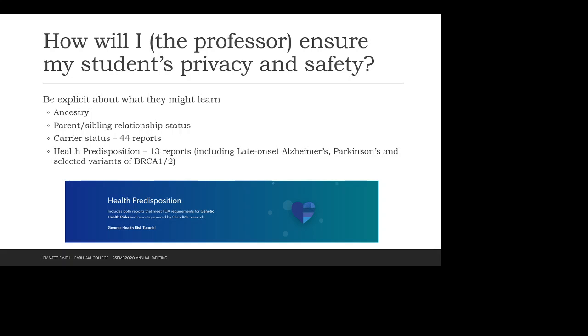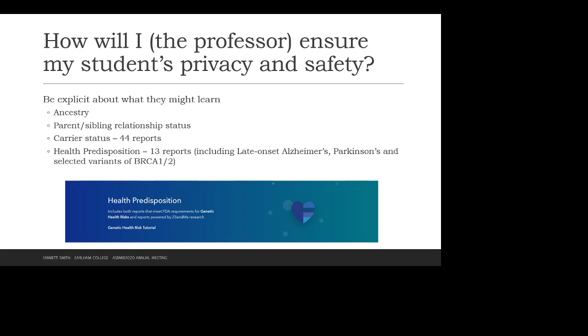There are 44 different reports that you currently receive for carrier status in 23andMe, and 13 health predisposition reports, and those include currently on 23andMe late onset Alzheimer's, Parkinson's, and selected variants of BRCA1 and 2. So it's really important to talk to the students about what they might learn about their own health and genetic carrier status or predisposition to some of these pretty devastating disorders.